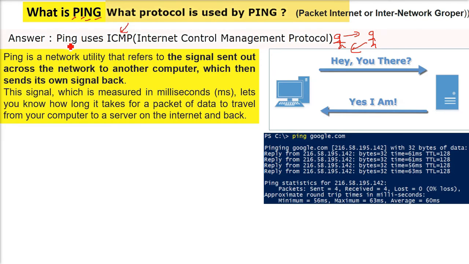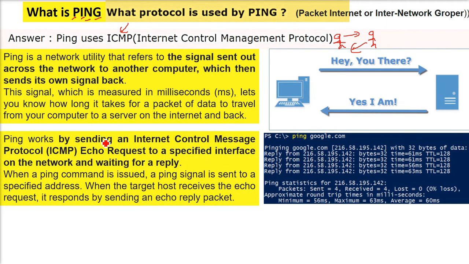Ping is a network utility that refers to the signal sent out across the network to another computer, which then sends its own signal back. That is, you are sending it and it is just echoing back. This signal, which is measured in milliseconds, lets you know how long it takes for a packet of data to travel from one computer, your host, to a different host, or a server on the internet, and be back. So ping works by sending an Internet Control Message Protocol ICMP echo request.